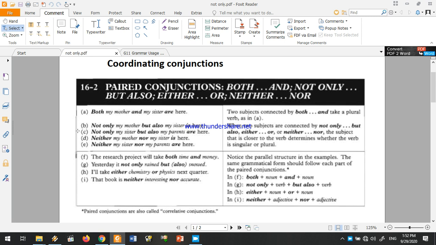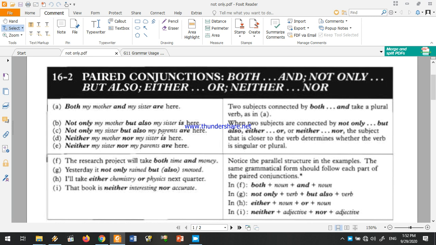Let's take a look at another example. Example C. Not only my sister but also my parents are here. Like I said, in not only but also expressions, we only pay attention to the second subject. So the verb of the sentence must agree with the subject that's closest to it, which is in this case parents. And since parents is plural, we have a plural verb. All right.